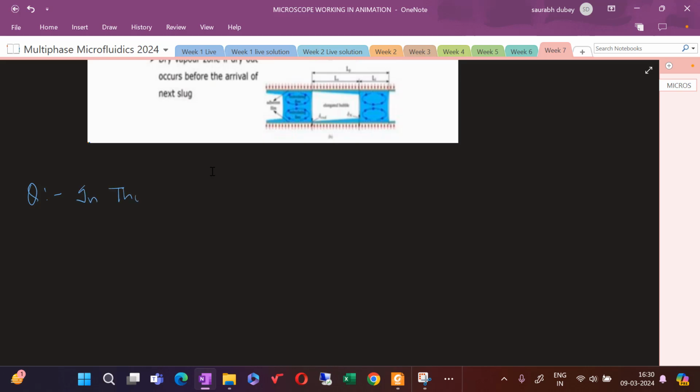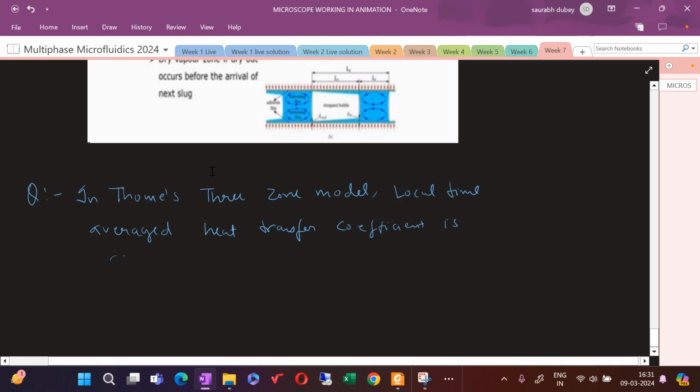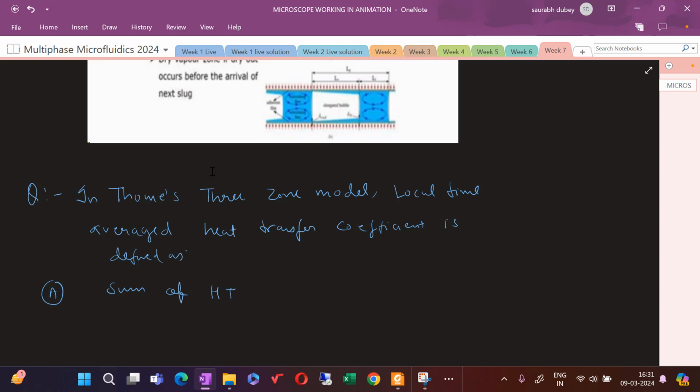In Thom's three zone model, the local time averaged heat transfer coefficient is defined as: option A is the sum of heat transfer coefficient in each zone.